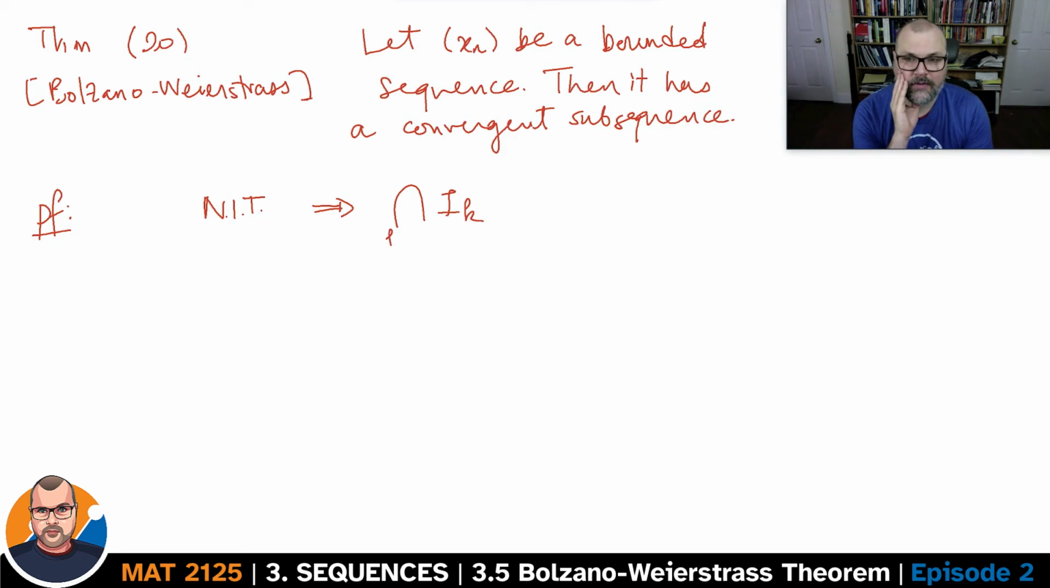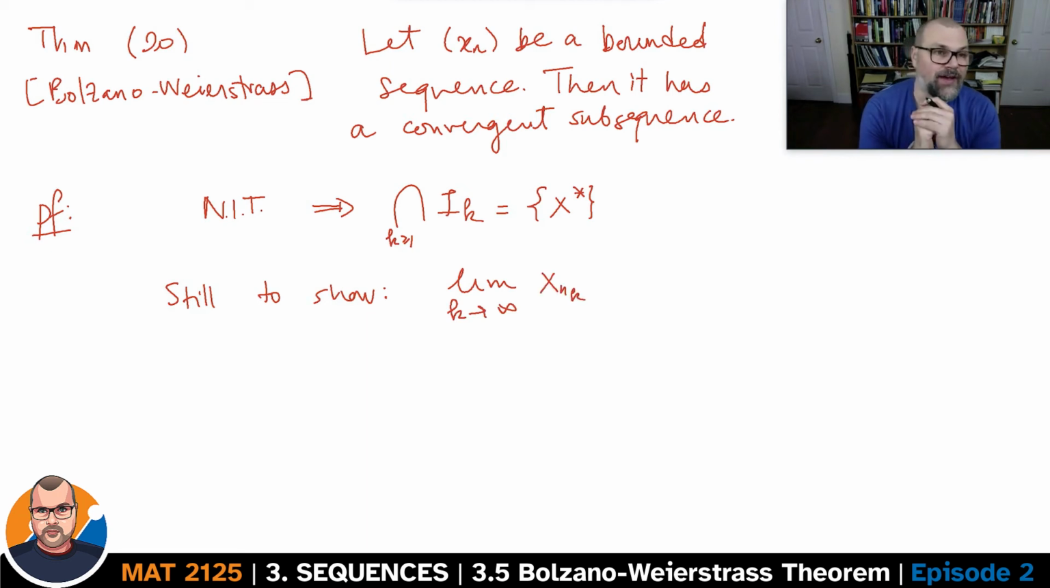Which means that the intersection of the I_k's is going to be a single point that I'm going to call x star. But what you need to show here still is that the limit of the x_{n_k} that we found as k goes to infinity is in fact x star. And that's the candidate for the limit that we found for that specific subsequence. You had a lot of options along the way. You might have built a different subsequence.